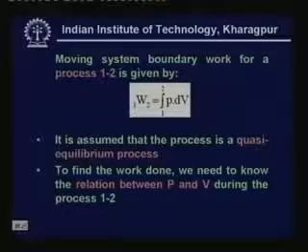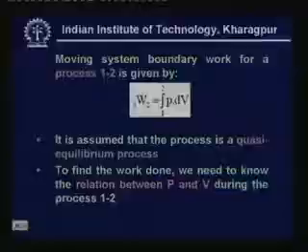Now, this is subject to an assumption that the process is a quasi-equilibrium process. Now, what do we mean by a quasi-equilibrium process? A quasi-equilibrium process is one which moves very slowly, so that at every point you know its state exactly. That means you know its properties at every point, its path is well defined. Such a process is called a quasi-equilibrium process.